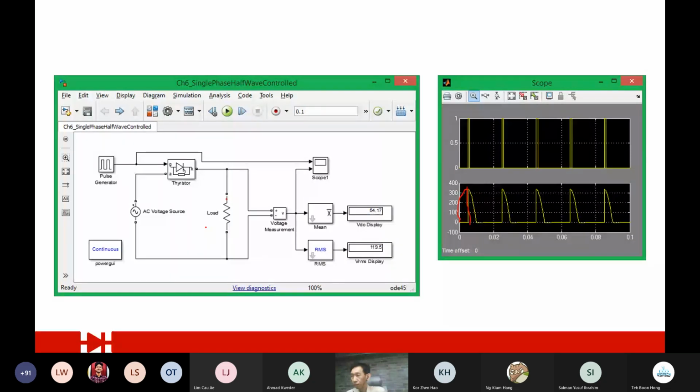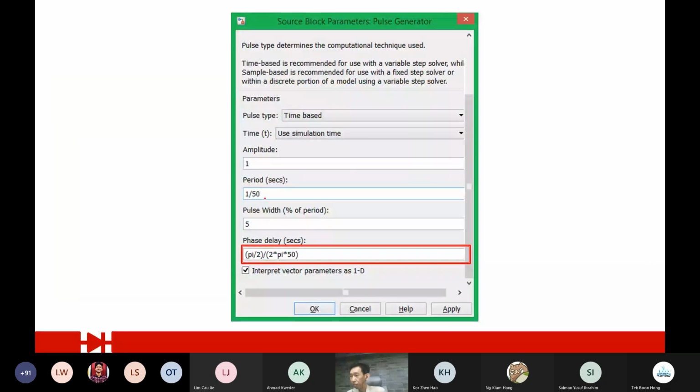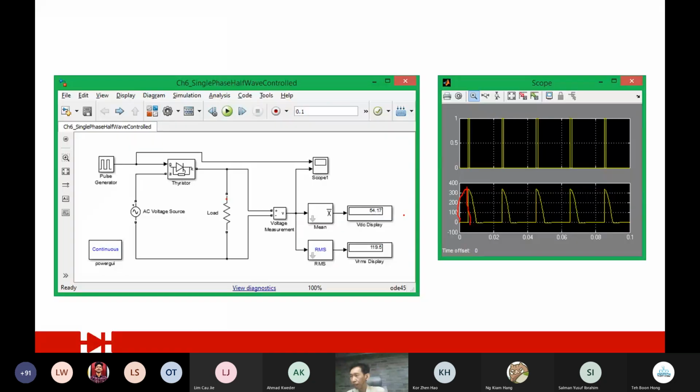And then, this is a firing angle. I think you all should know already when you do AC. So this is pi divided by 2. You can see it chops right in the middle of the half wave. Of course, if you decrease it, you will see the waveform change.